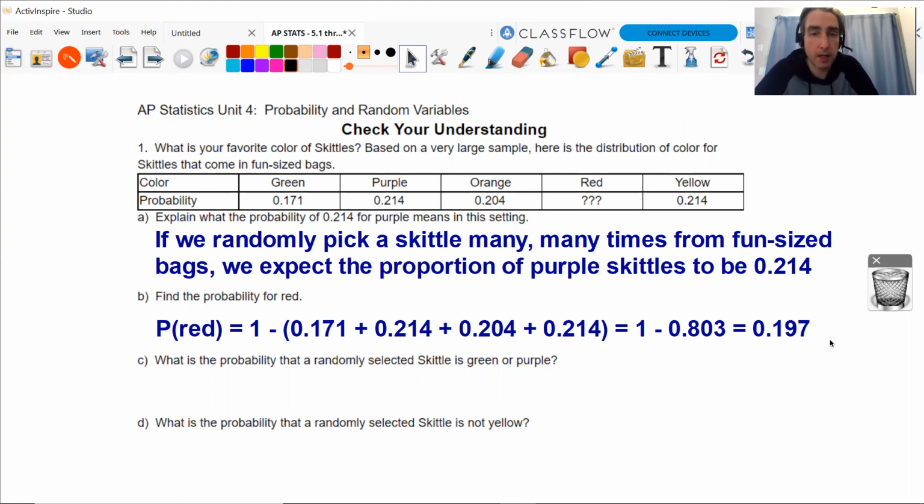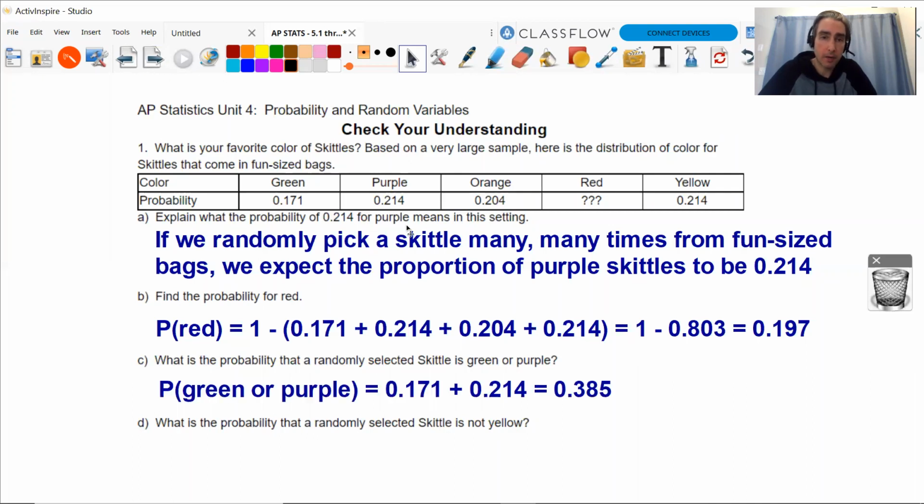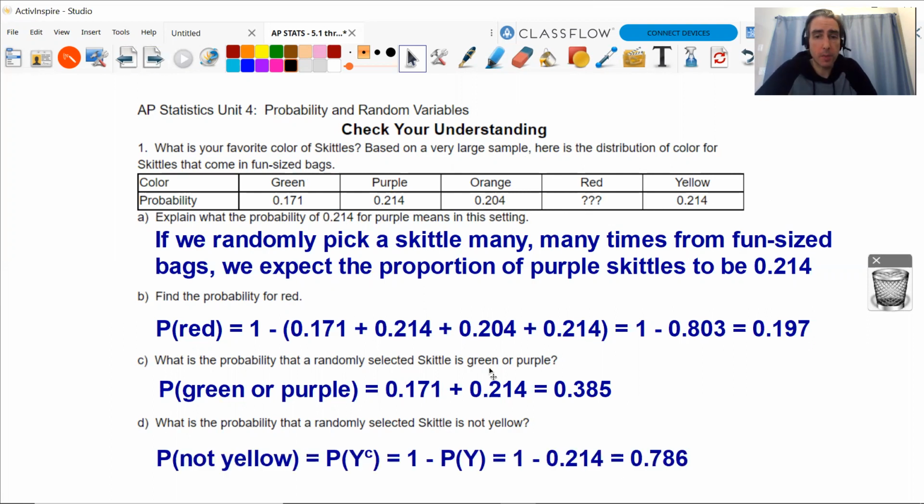Part C, what's the probability that a randomly selected Skittle is green or purple? Or means to add. So you can add those two numbers together, green or purple, and then you get about 0.385. And then for part D, what's the probability not yellow? Well, everything but yellow is just 1 minus the remaining numbers, or you could add up the remaining numbers, however you want to do that. So basically do 1 minus 0.214, and that'll get you the remaining numbers. And that's the not yellow. And there's your notation for complements.